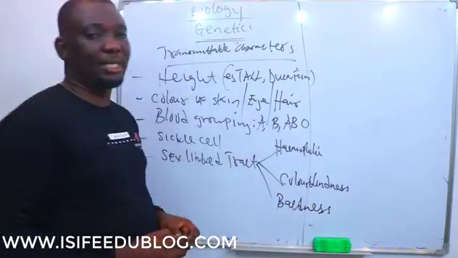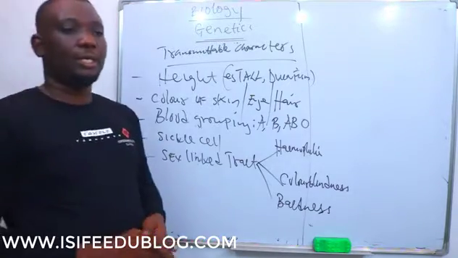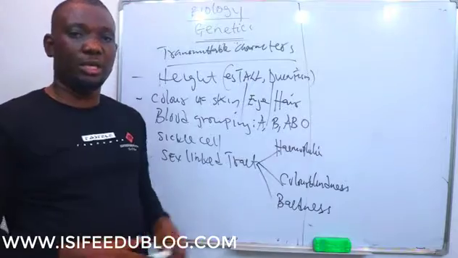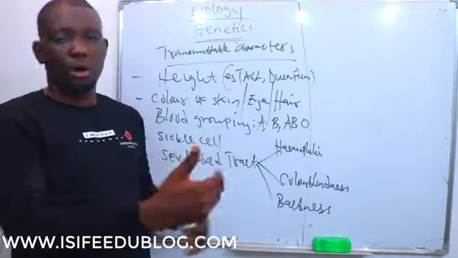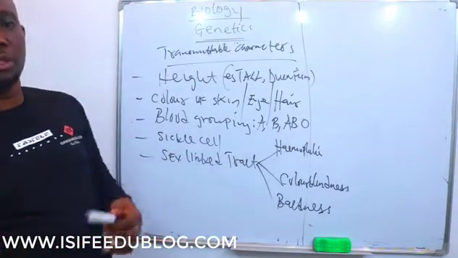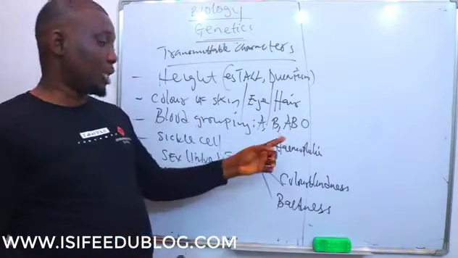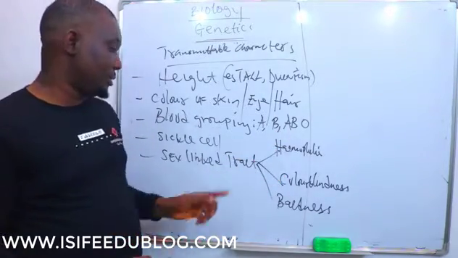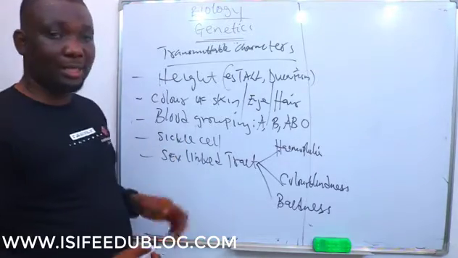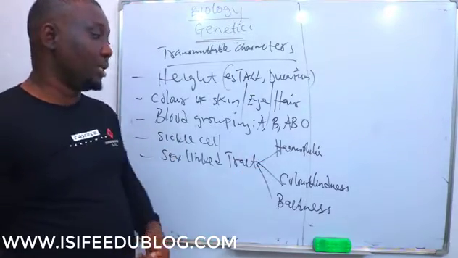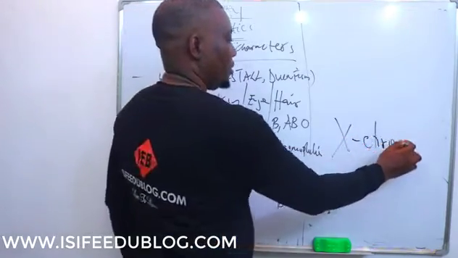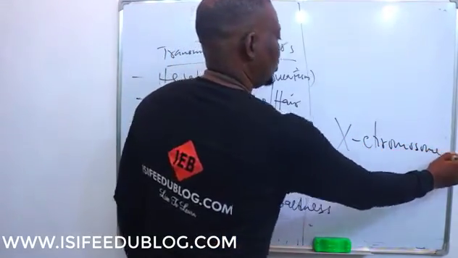Baldness. The issue of baldness has to do with hair. People that do have bald hair, it is also transmittable. It's genetic. It can go on and on from one generation to another. So what we describe these three traits as sex-linked is because the three of them are located on the X chromosome. That is why they are said to be sex-linked.